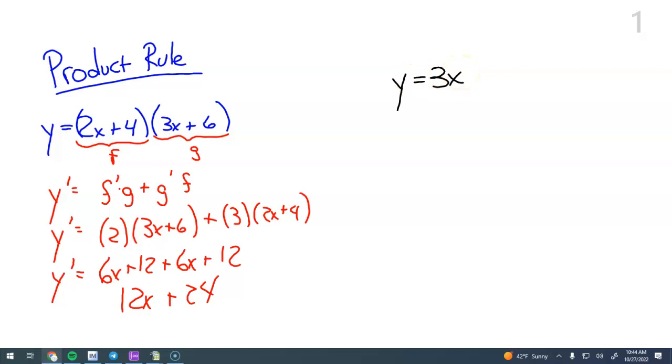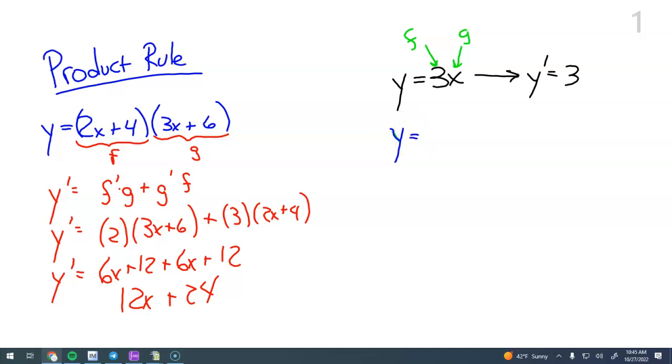Around this time, most years, someone will say something like, why didn't we use product rule for that? Isn't that two things being multiplied together? It is. We could use product rule. What am I supposed to get? What's the derivative of 3x? 3. It's just the slope of that line. So let's use product rule and make sure it works. Let's call that F, and that G. I would never recommend using product rule for this, but I want to show you that it actually does work.